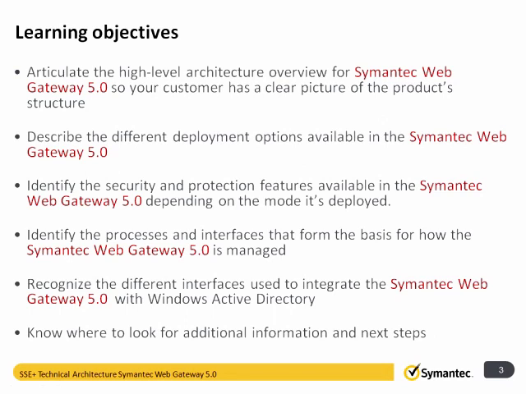By the end of this training, you should be able to articulate the high-level architecture overview for Symantec Web Gateway 5 so your customer has a clear picture of the product structure. Describe the different deployment options available in Symantec Web Gateway version 5. Identify the security and protection features available in Symantec Web Gateway version 5 depending on the mode it's deployed.